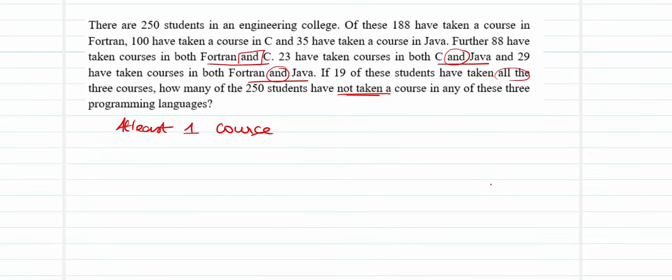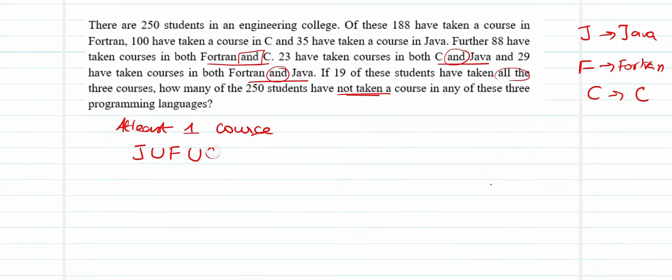Okay, so let J represent Java, F represent Fortran, and C represent the C programming. So at least one of the courses means either Java or Fortran or C. By our formula, A union B union C is J plus F plus C, elements taken one at a time.